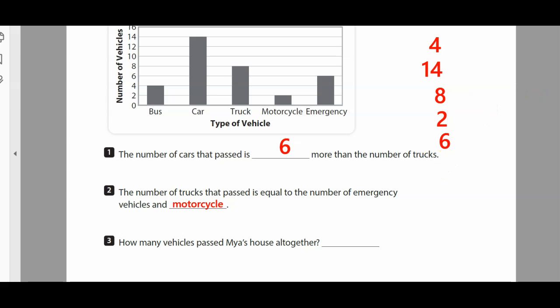So let's add all of that like this. 4 plus 4 is 8, and 8 plus 8 is 16. 16 plus 2 is 18, and 18 plus 6 is 24. Put the 4 down and carry the 2. 2 plus 1 is 3. So how many vehicles did she see? 34.